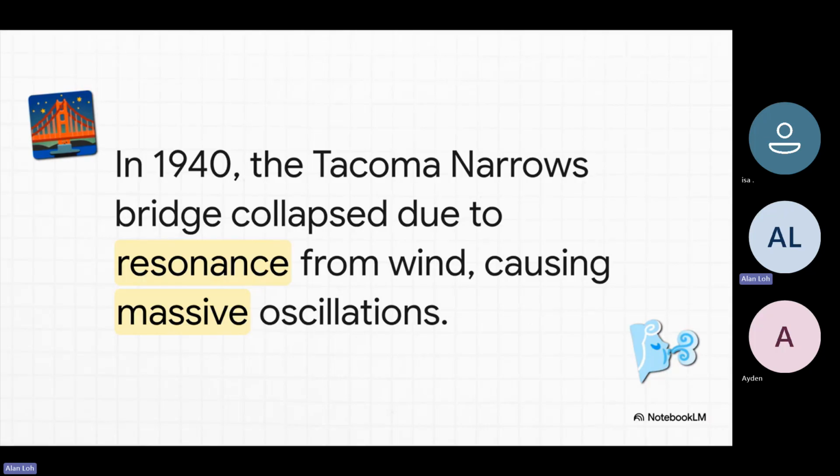The Tacoma Narrows Bridge didn't collapse because the wind was too strong. It collapsed because the wind was just right. The wind blew in these steady gusts that happened to perfectly match the bridge's natural frequency of twisting. This resonance pumped more and more energy into the bridge, causing it to oscillate so violently that the structure literally ripped itself apart. Just an incredible amount of power.